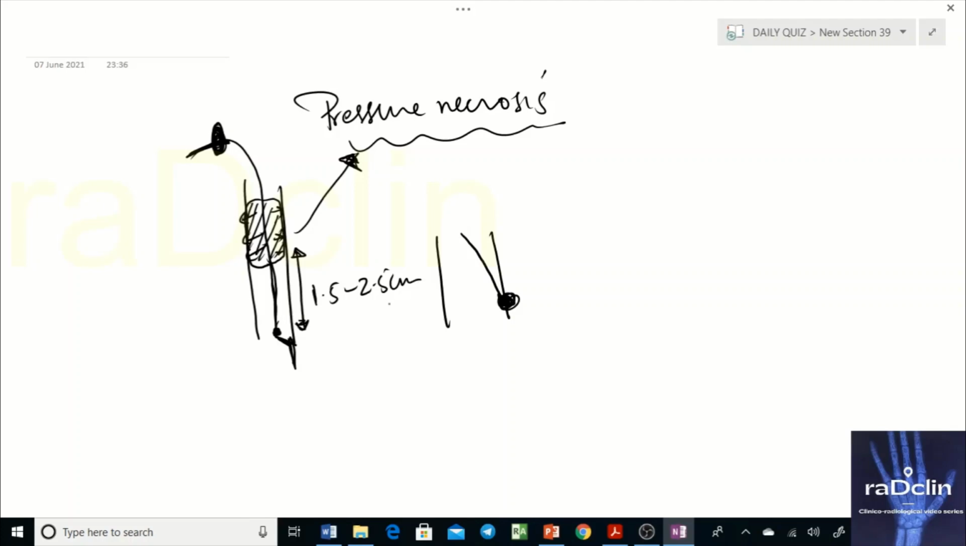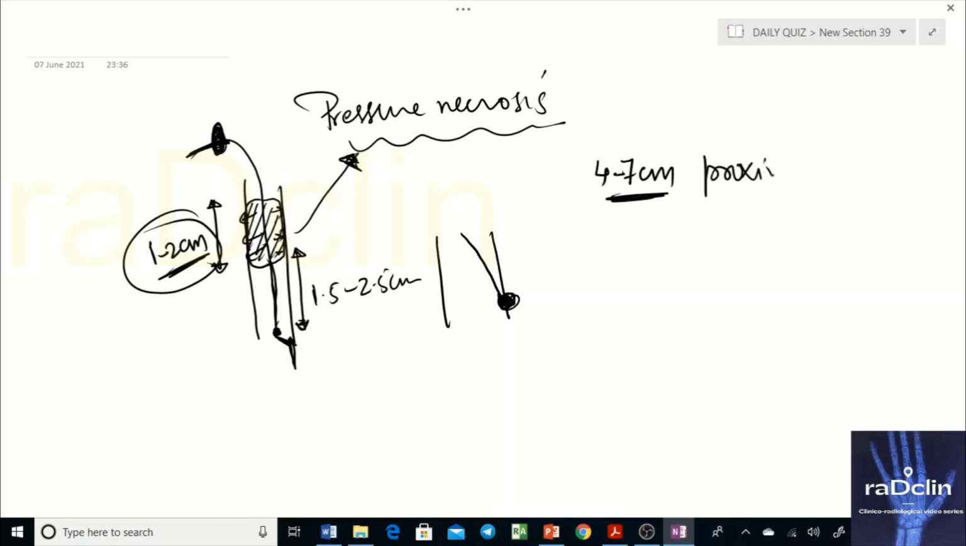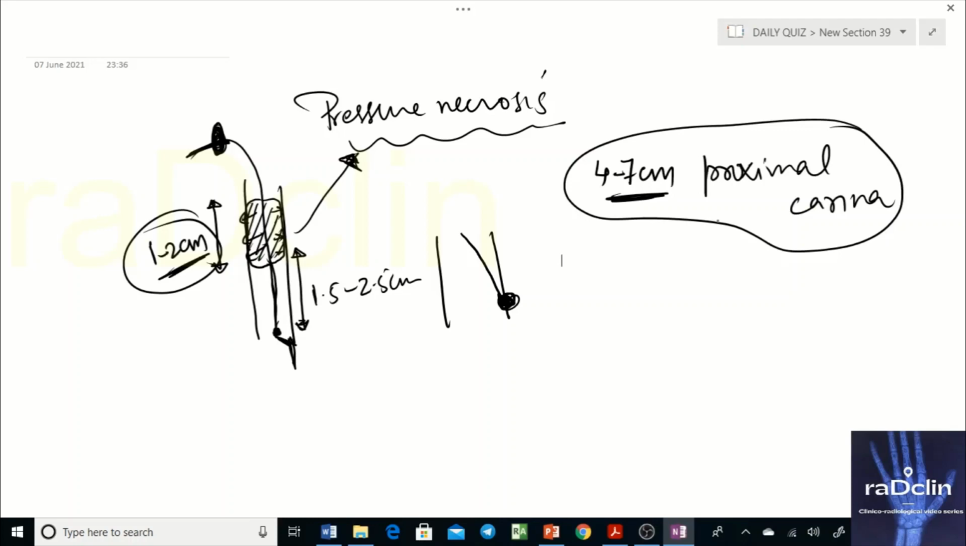Okay. So by this, if you ask me what is this balloon, this balloon is around the same length, 1 to 2 centimeter length. So a 1 to 2 centimeter part of trachea is there. And if you ask me what is the ideal location of this intubation tube, the endotracheal intubation tube, ideally it is around 4 to 7 centimeter proximal to carina. That is the ideal position of the intubation tube.